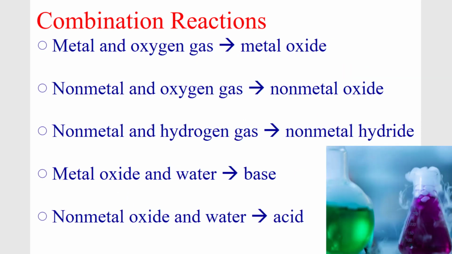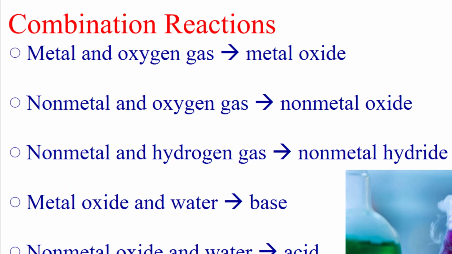Okay, well, let's go to what's called combination reactions. Combination reactions is exactly what it sounds like. You're combining two things together to make one product. Combining two reactants together to make one product. So here we have metals and oxygen gas will make metal oxides. Let's take a look at an example.